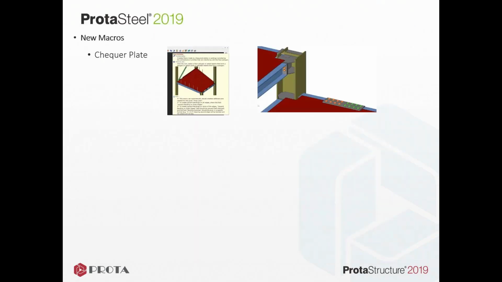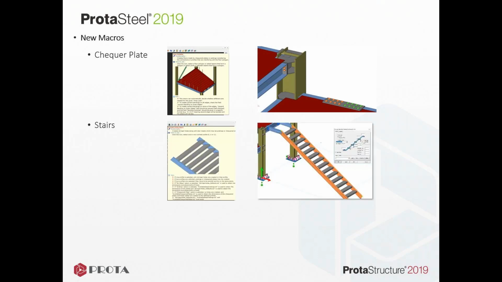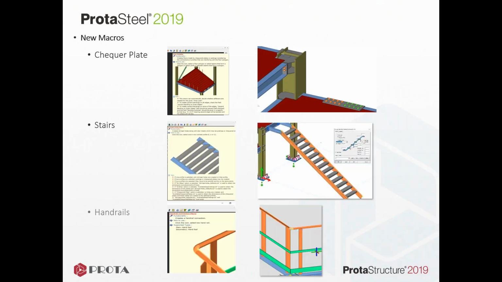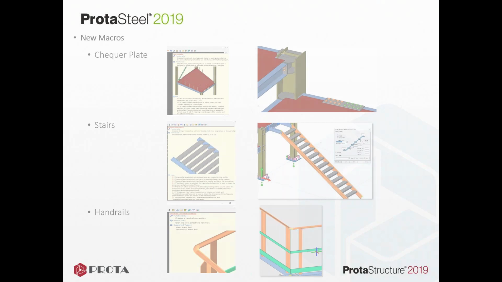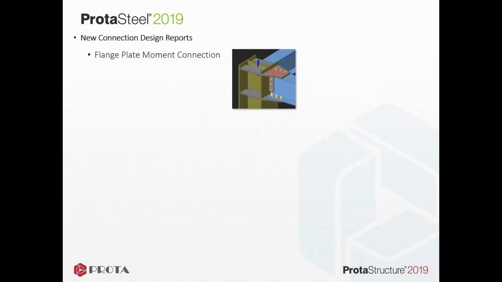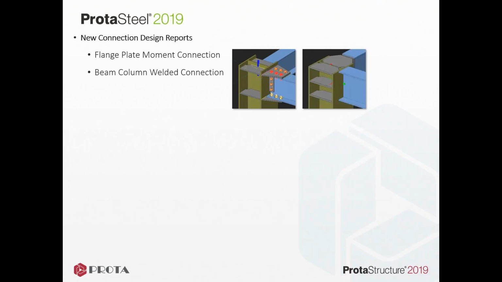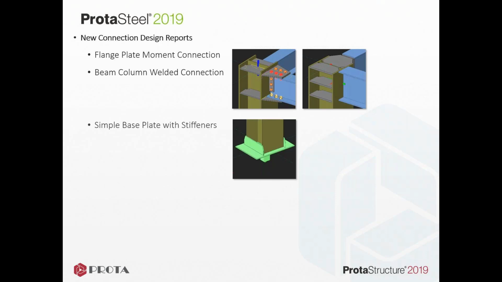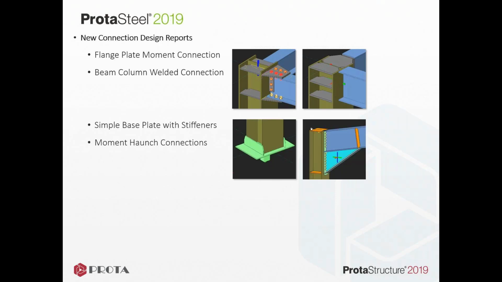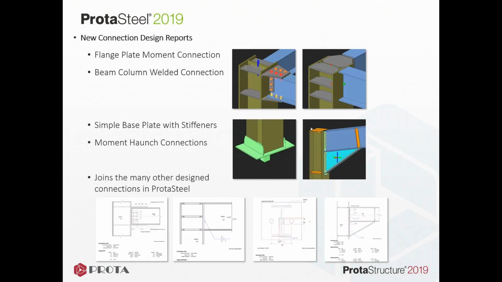Now, I just finished touching on ProtaSteel. In the new update, you'll see that you now have the ability to be able to define checker plate, stairs, handrails can be set up. We've continued to increase the number of connections that are designed within the platform. We almost have full coverage now, where we're designing and producing all the reports. So this includes end plate moment connection, beam column welded joint, simple base with stiffness, moment haunch connections, and these are added to the many other connections that we're designing and documenting within the system.